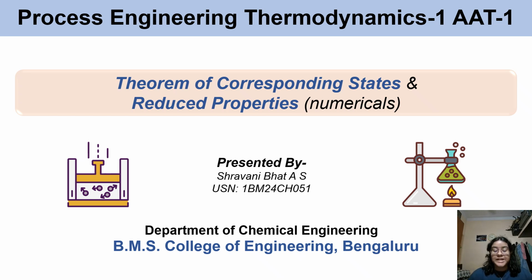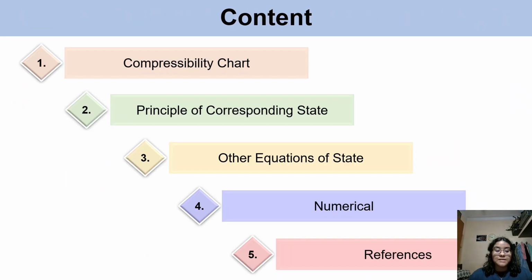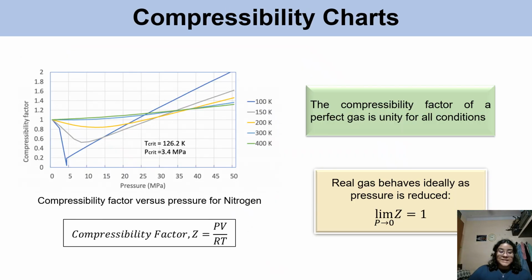Hello, I am Shravani. Today we will be looking at the theorem of corresponding states and reduced properties along with the numerical. First, we will find what the compressibility factor means and look at the compressibility chart. Then we move on to the principle of corresponding states and the other equations of state, finally followed by a numerical example.